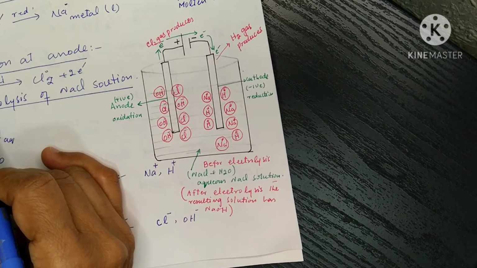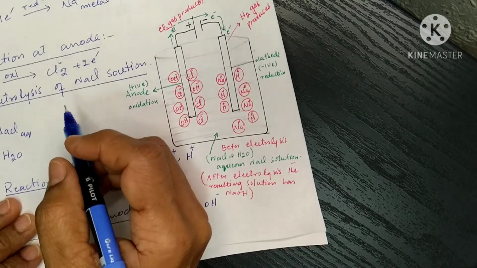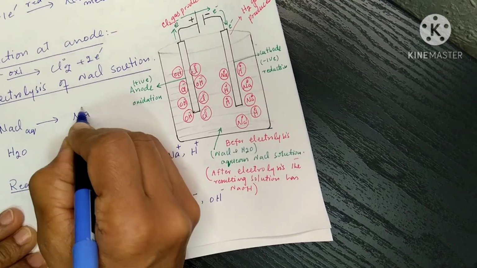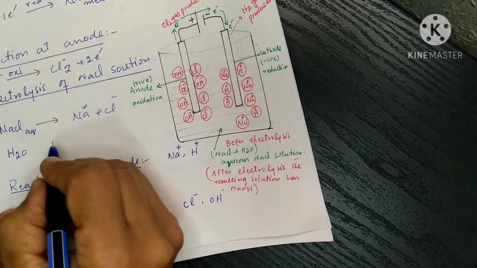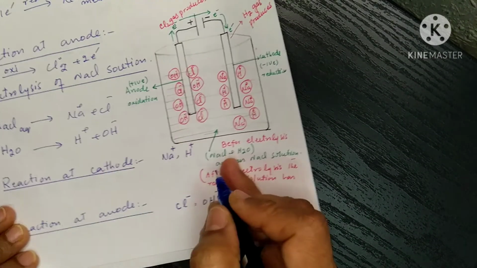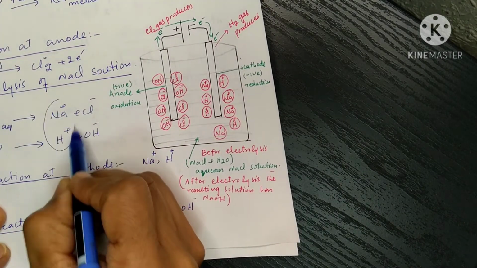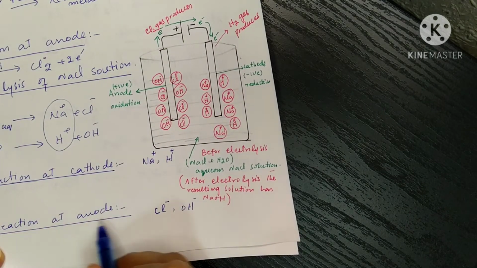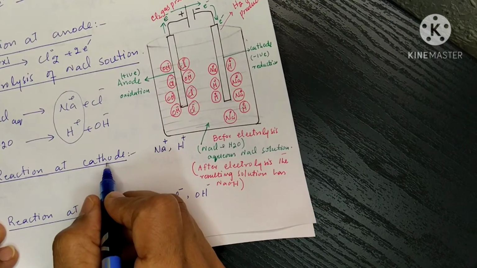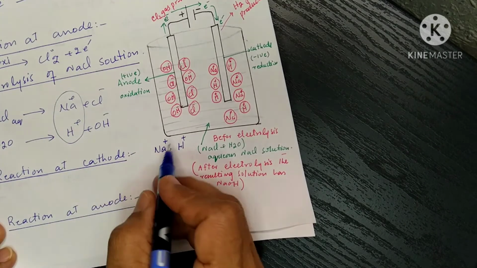Now the other is our electrolysis of sodium chloride solution. When we have sodium chloride solution, it means we have sodium chloride as well as water. From sodium chloride we will get sodium positive and chloride negative ions, and when water ionizes it will convert into hydrogen ions and hydroxide ions. So at the cathode we have sodium and hydrogen ions, and at the anode we have chloride and hydroxide ions.